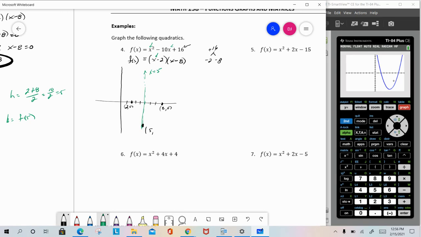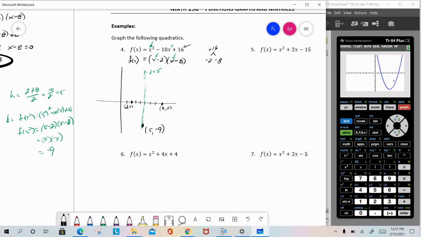Now, I could put the 5 in for x squared minus 10x, which is fine. That's where most people will choose to put it in. Or for f(5), I can substitute it into the factored form. I actually prefer to put it in the factored form because 5 minus 2 and 5 minus 8 is a lot easier to handle. So this is negative 9.